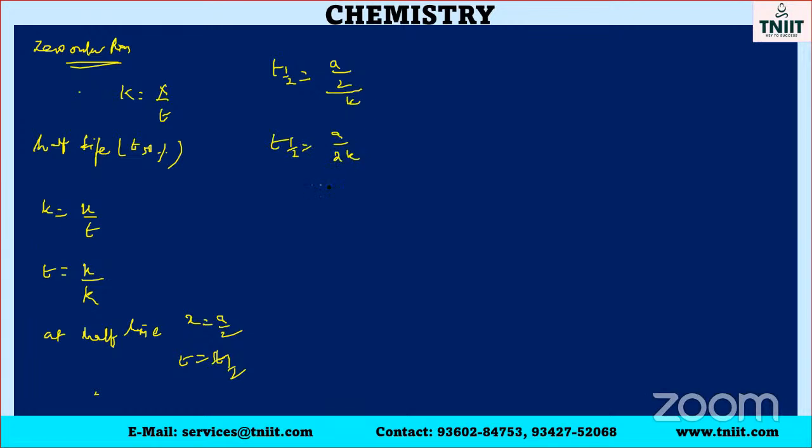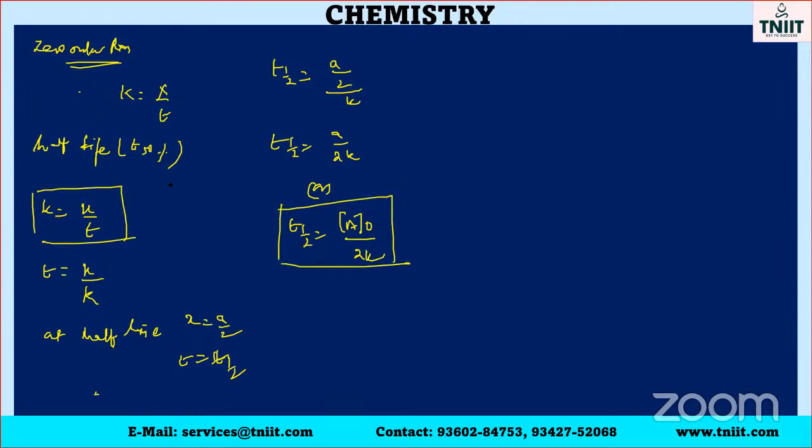Or maybe we can write this as T half is equal to the initial concentration, which we write as A naught, by 2K. This is for a zero order reaction. This is the rate constant expression, as well as the relation between rate constant and the half-life.